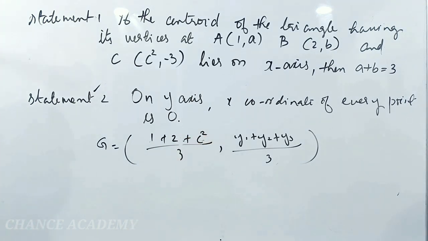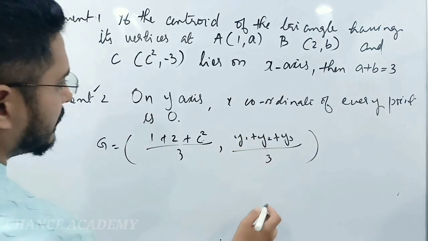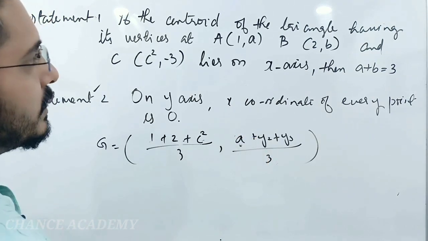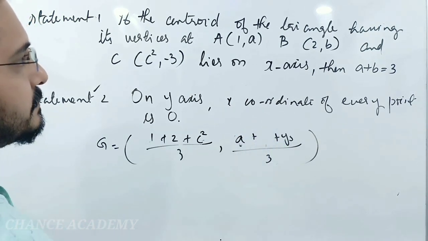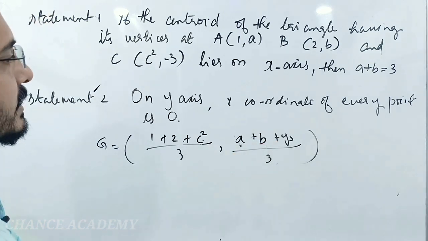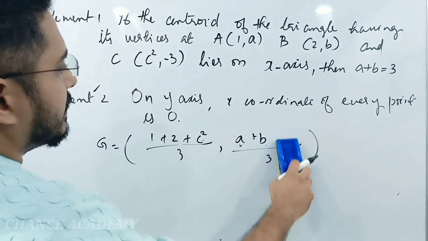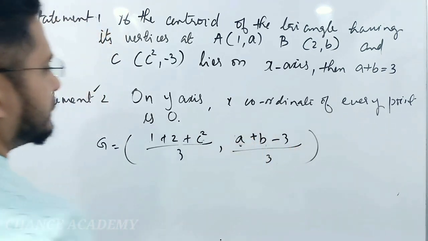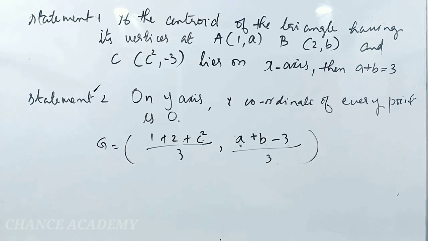But that's not our concern. We have the y-coordinate. Moving on with the y-coordinates, you can replace y1 with a, y2 can be replaced with b, and y3 can be replaced with minus 3. So that will be a plus b minus 3 all divided by 3. So this is actually the coordinate of the centroid.